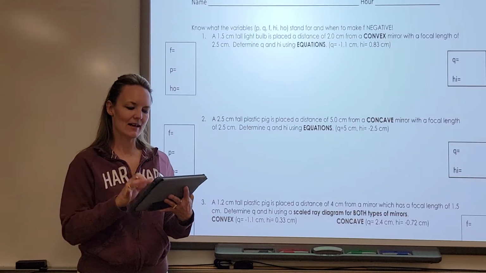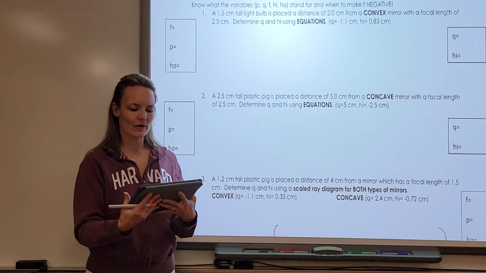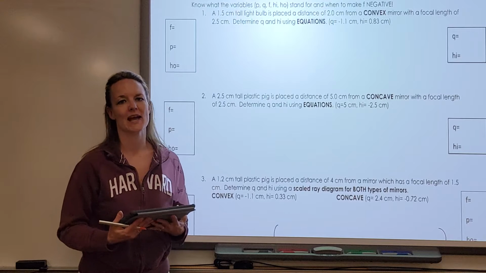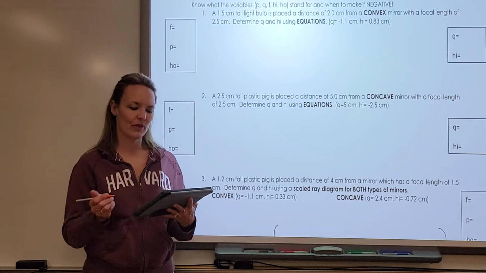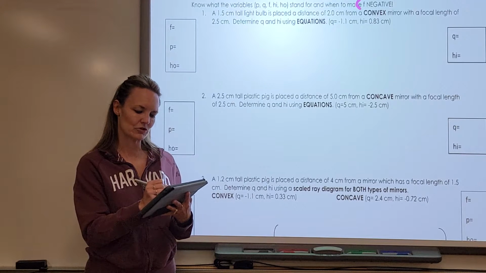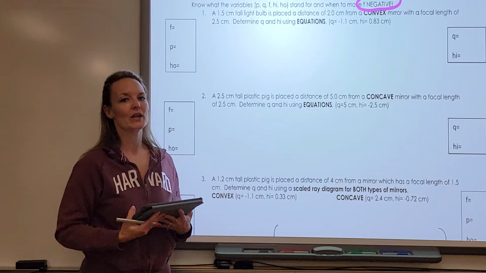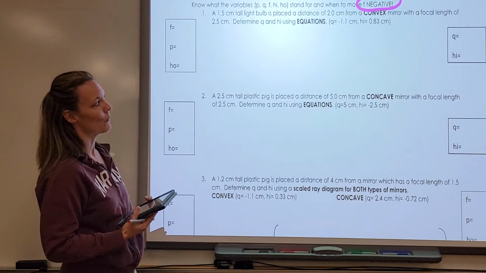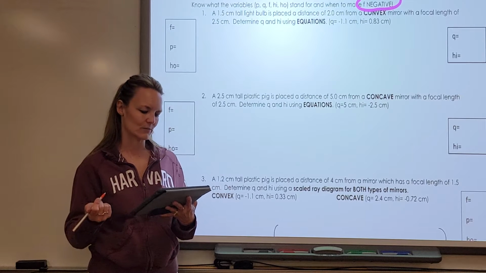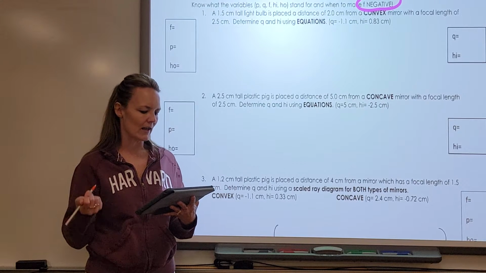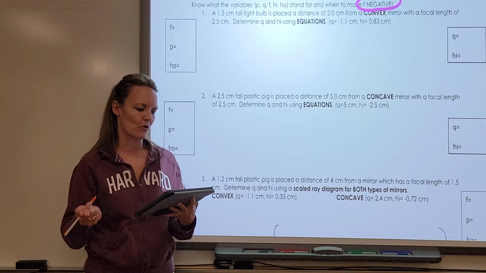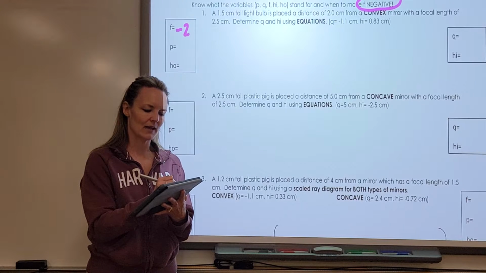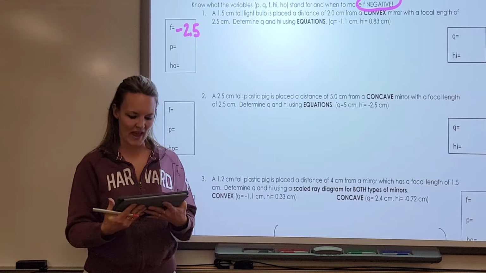From there, as you move into the back, you are going to do one of each type of mirror with math, and then you're going to do a diagram from each as well. The thing that you have to make sure that you remember, when you are doing the math, you have to make the focal point negative for a convex mirror. So for number one, you've got a convex mirror with a focal length of 2.5. You have to make it a negative 2.5 when you do your math.